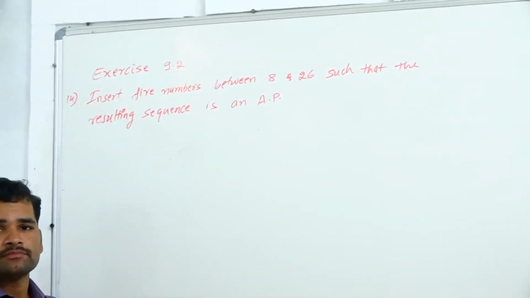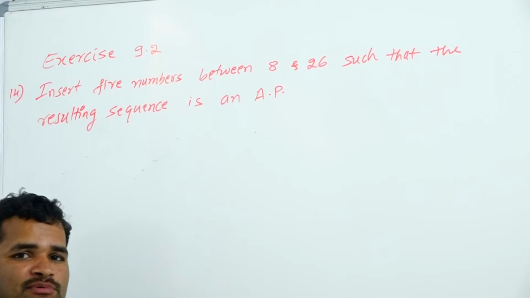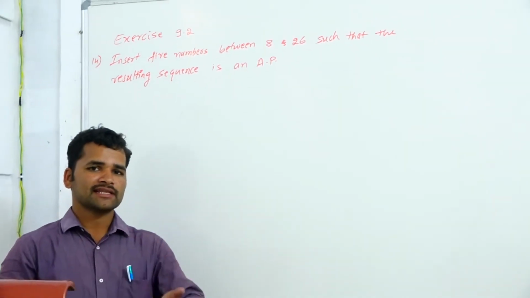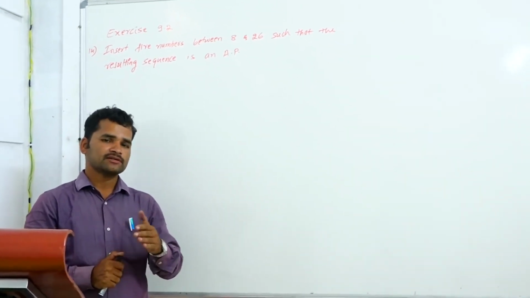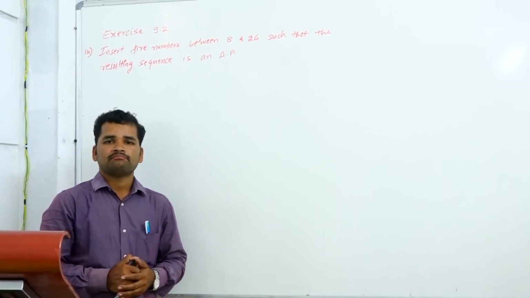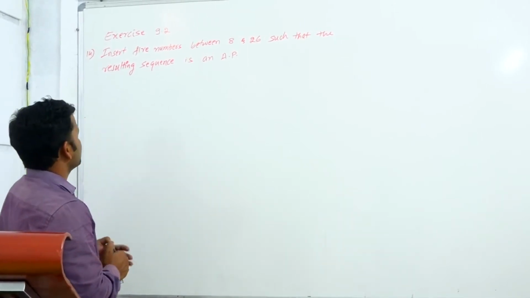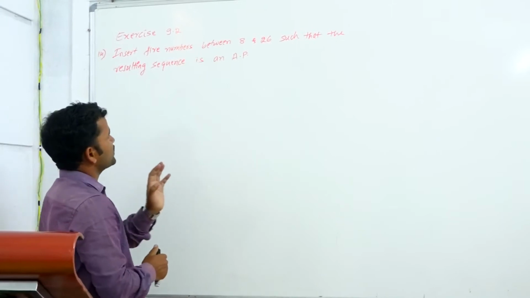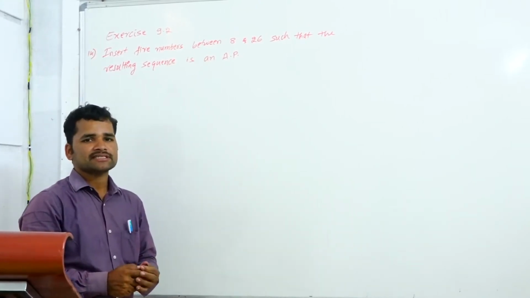Exercise 9.2, problem number 14 we are solving. This problem number 14 is on arithmetic mean concept. Arithmetic mean concept we have explained in the previous video. Here our question is that insert 5 numbers between 8 and 26.